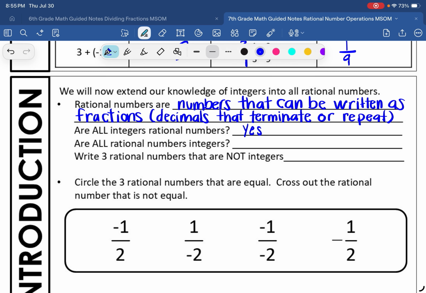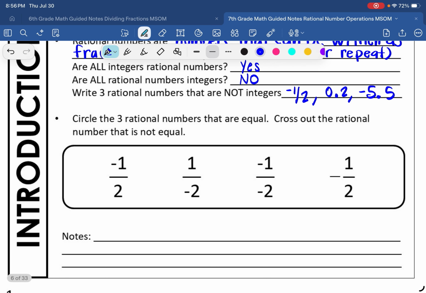Are all rational numbers integers? No. Remember that integers are positive and negative whole numbers. So negative 5, negative 4, negative 3. But like negative 1/2 is not an integer, but it is a rational number. Write 3 rational numbers that are not integers. So I just said negative 1/2, 2/10, or negative 5 1/2.